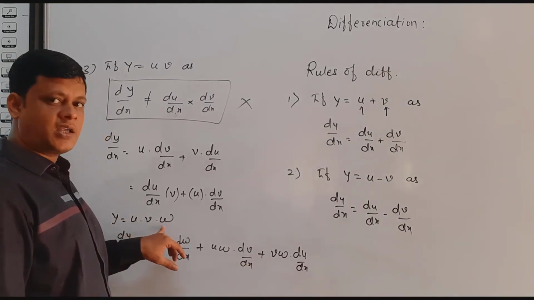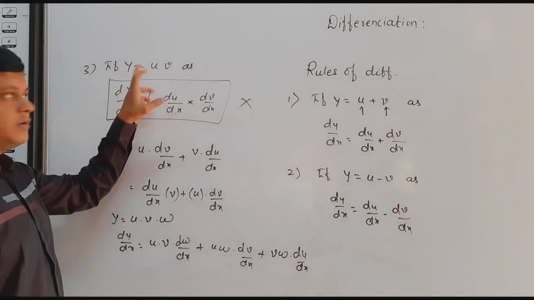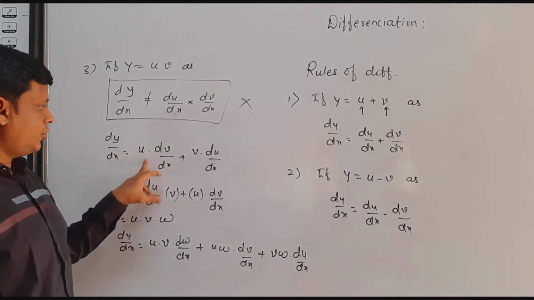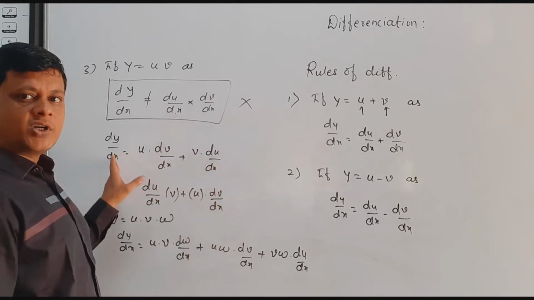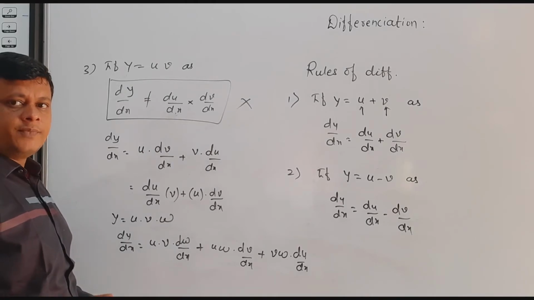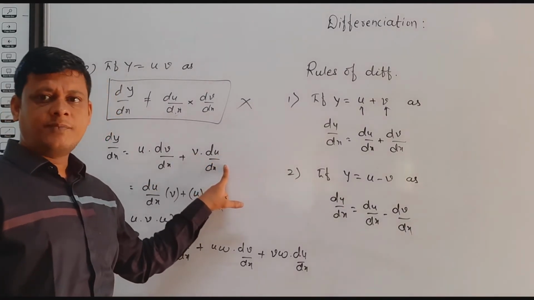If three functions are given, you have to use this product rule. For y equals u into v, dy by dx equals u into dv by dx plus v into du by dx. That means first function into derivative of second plus second function into derivative of first function.